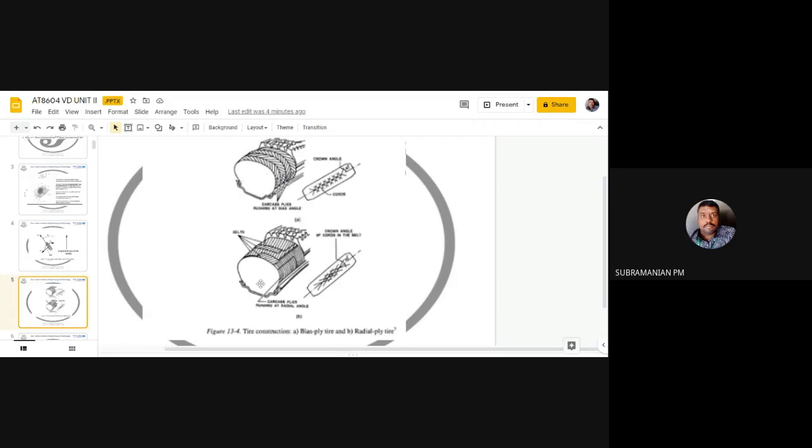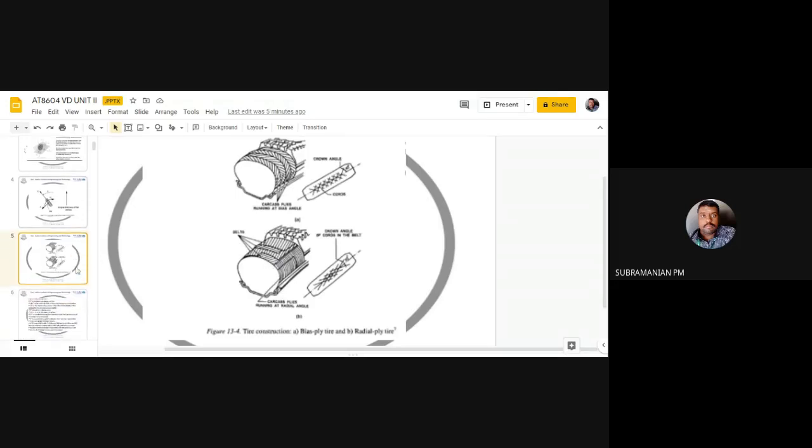And the next one is radial ply. In radial ply, we will not have this diagonal pattern. All the threads will be running in this fashion, that is, the plies run radially, and you will have a belt to stabilize, so that it can withstand side force. That is the main aim of keeping this belt. This is known as a radial ply tire. You can see the plies are running in the radial direction.